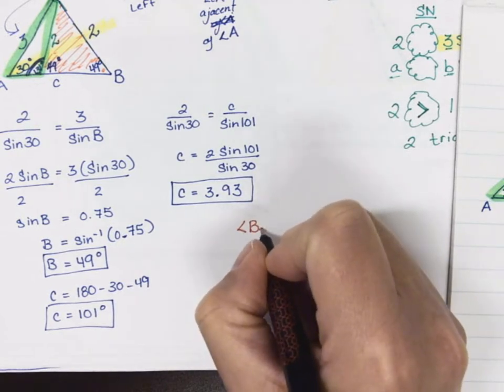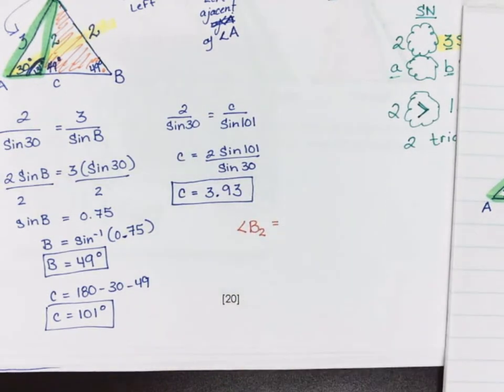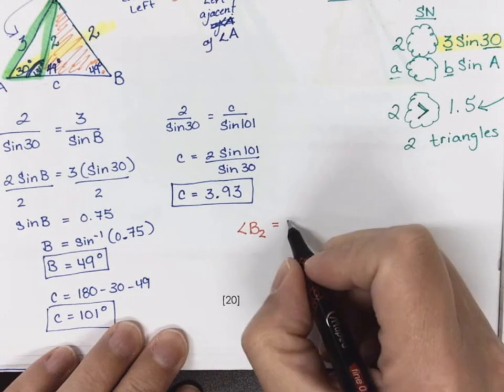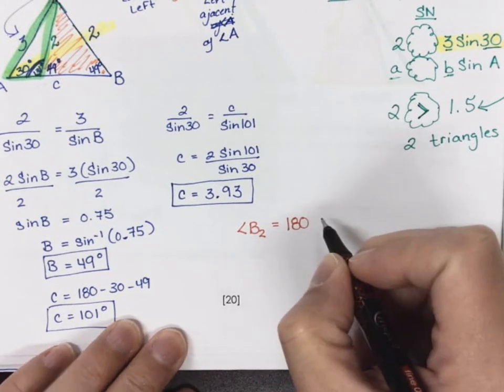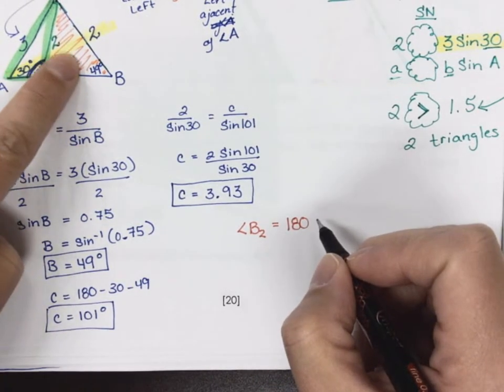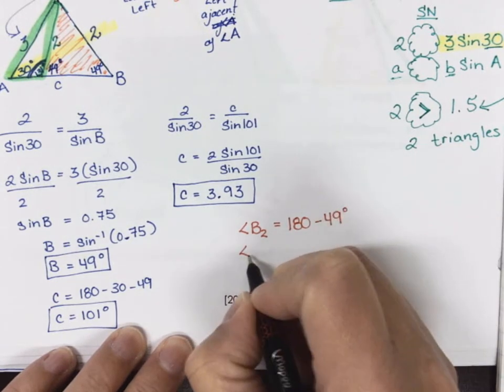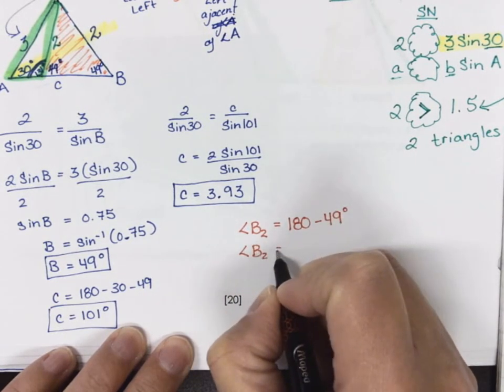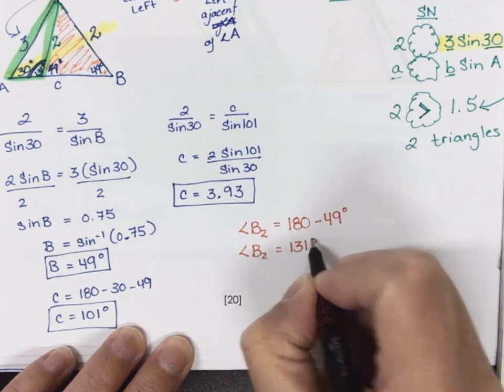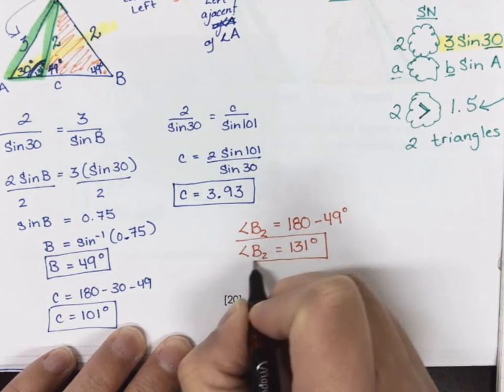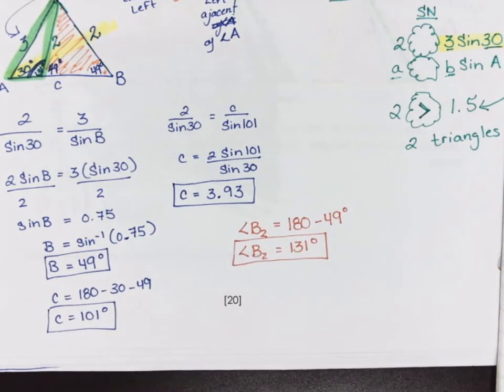So angle B2, the way we find that mathematically is we take 180 because it's on this straight line here, and we're going to minus 49 from it. And angle B2, so the second B, is 131 degrees. Okay, what's the second C? The second C.